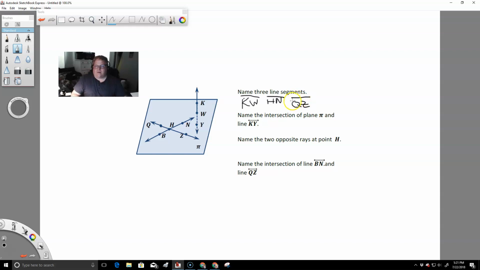You really can't go wrong with naming three line segments. The trick is to make sure that they are truly connected to each other, and you're using the line segment symbol. That's pretty much the key on this one. All right, name the intersection of the plane and the line KY.